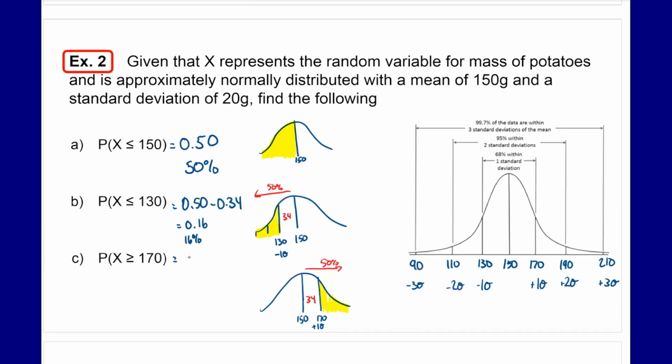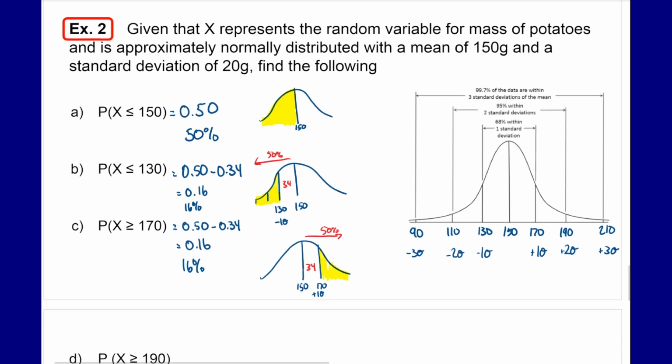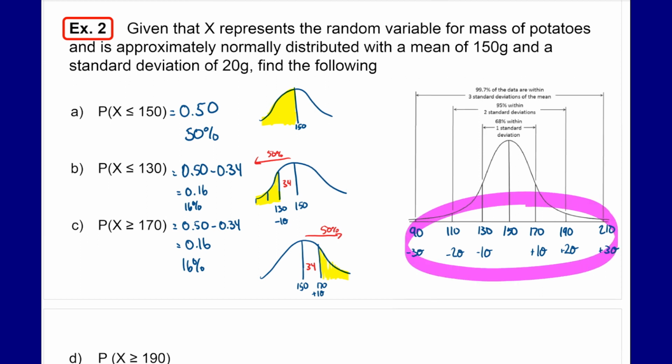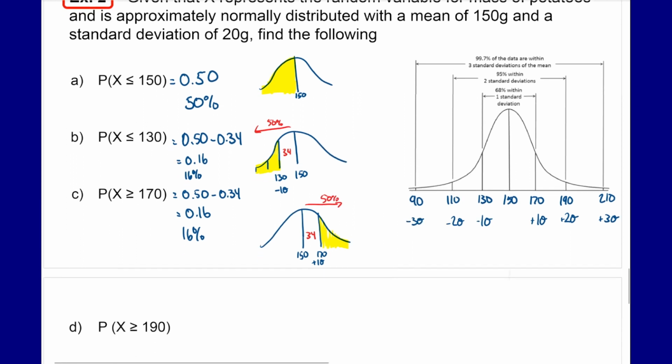Everything above is going to be the same thing, 0.5 or 50% minus 34%, which gives us 16%. So there's a 16% chance of a random potato weighing more than 170 grams. And again, all the calculations we're doing, the main calculations we had to do was in the beginning when we created our values for the 1, 2, and 3 standard deviations away, and now we're just doing a combination of them, either addition or subtraction, and so on.